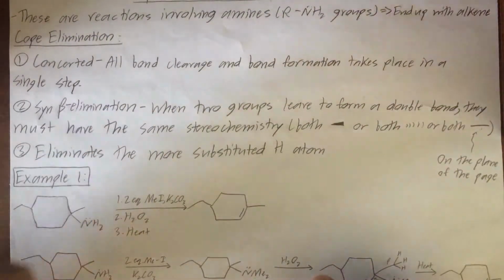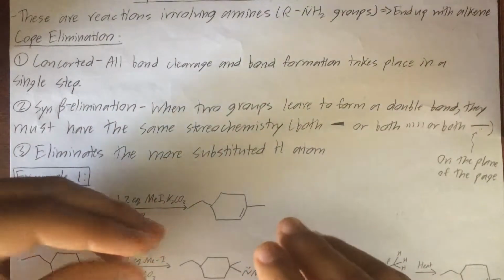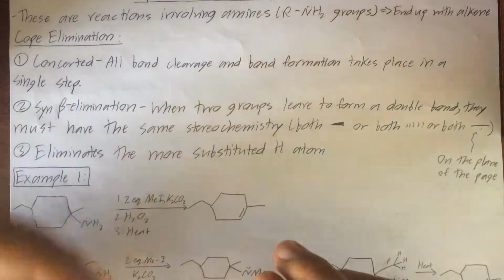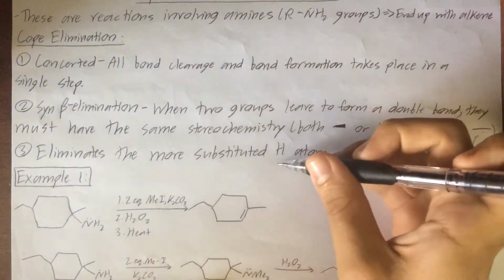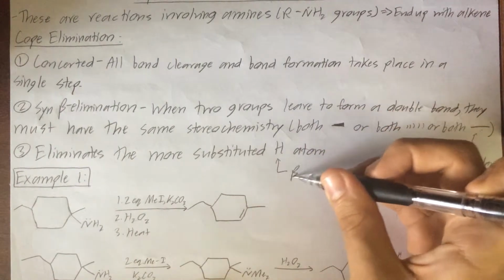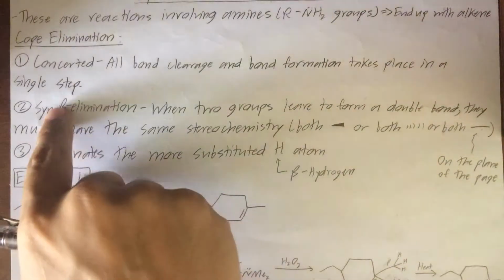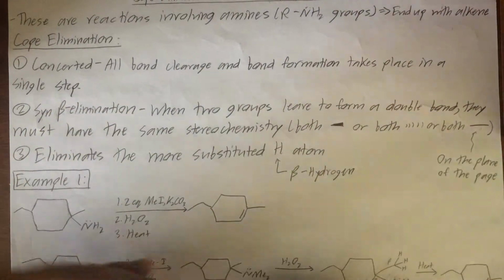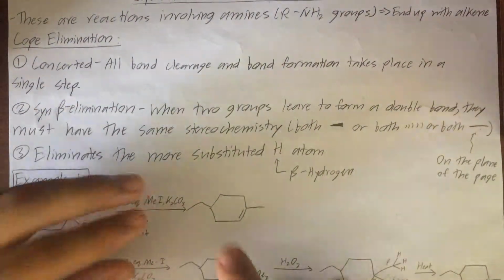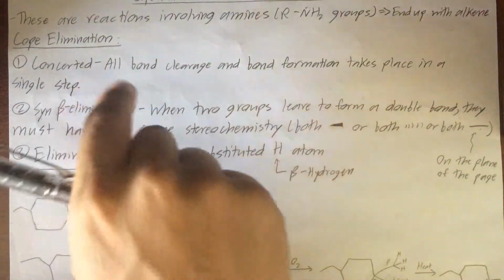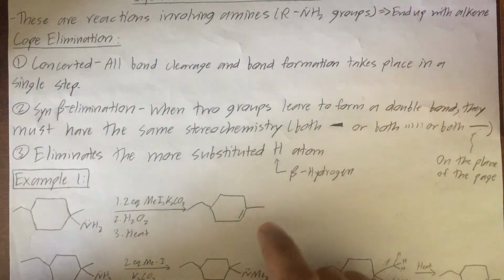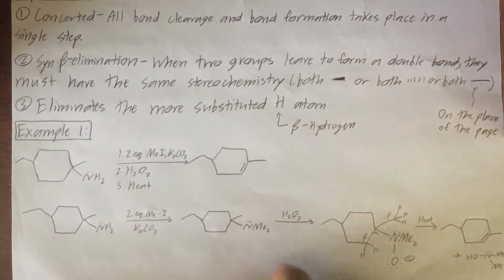And finally, for the Cope elimination reaction, you have to eliminate the more substituted beta hydrogen atom. I forgot to write the beta, but it is supposed to be a beta hydrogen atom that you are eliminating, which is why we have the beta elimination here. So this implies that one of the two groups that leaves the molecule for a Cope elimination is going to be a hydrogen atom. So what's the second group? We're going to get to that right now with our first example.